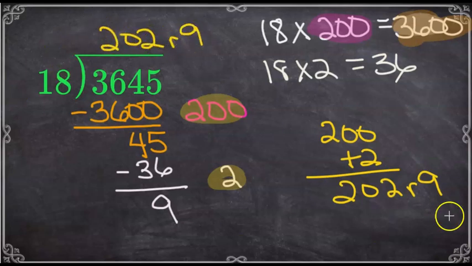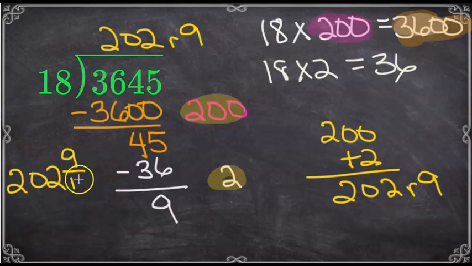Remainder 9. If you are in a higher grade level, 6th, 7th grade possibly, and you're required to write this as a fraction, it would be 202 and 9/18, and then maybe you are required to simplify your fraction. That would be 202 and 1/2.